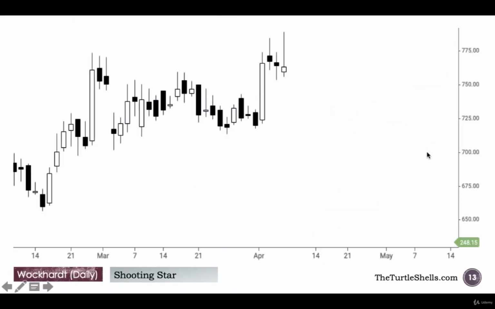Okay. Let's quickly have a look at an example. Now this is a daily chart of Workhart. So it's a nice uptrend and you have a shooting star. The upper shadow is more than twice the height of the real body, and the real body is coming near the lower end of the trading range. Moreover, you see these three candles here.